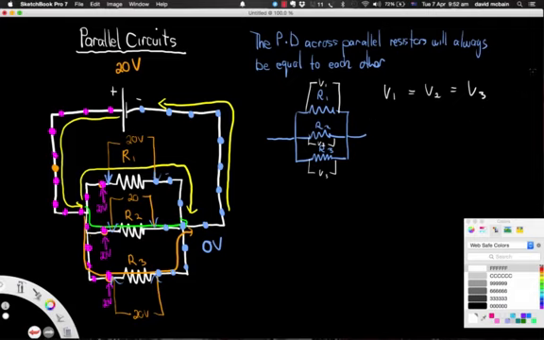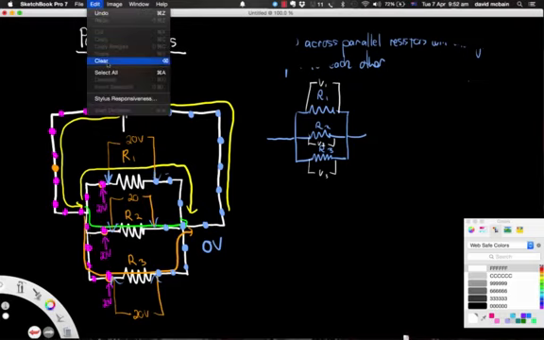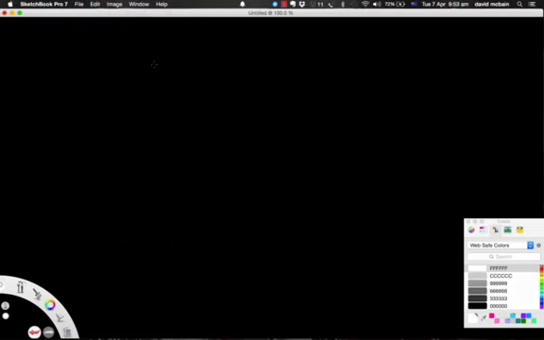All right, so let's now look at some other aspects of parallel circuits. I'll rub this out. Actually, I'll just clear the whole lot. Okay, so now let's do some calculations based on series circuits and parallel circuits.